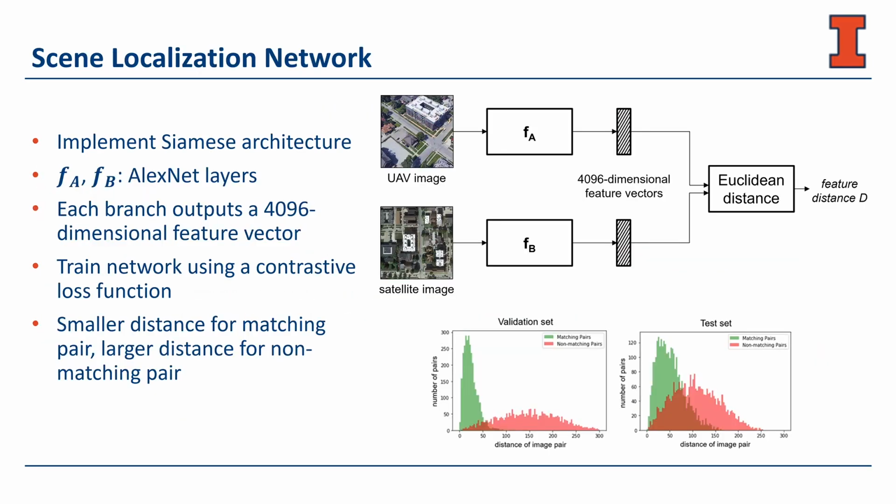For our scene localization network, we implement a Siamese architecture composed of AlexNet layers. We calculate the distance between the output feature vectors from each branch and train the network on a contrastive loss function. The network learns to generate closer feature vectors for matching image pairs and distant feature vectors for non-matching pairs.